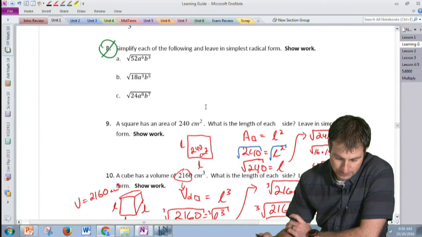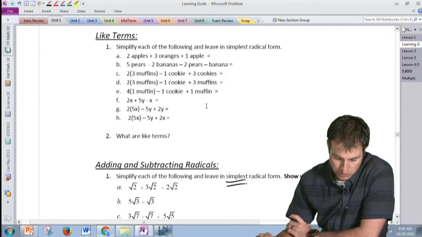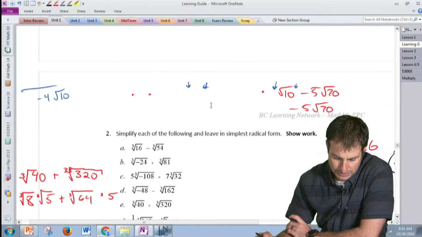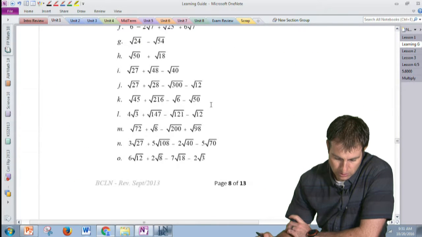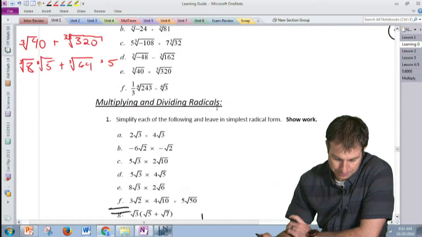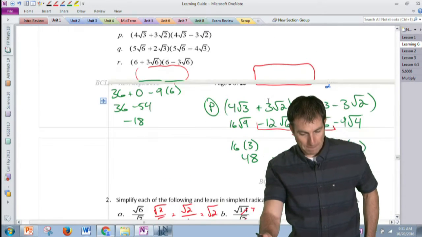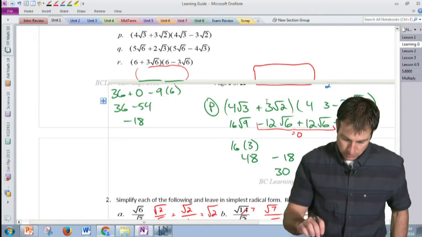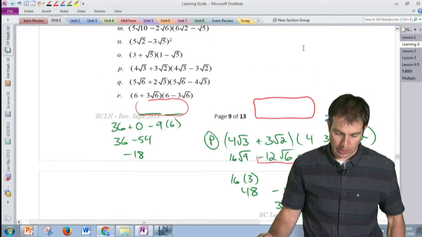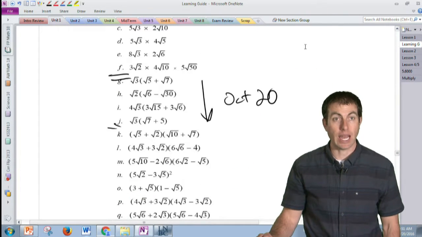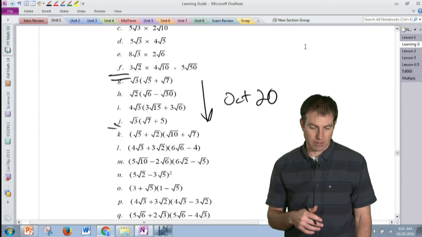Six, 7, we did some word problems. And then last day, we did some adding, subtracting, and then multiplying, dividing radicals on page... what does this say? Page 9 is kind of where I left, and I said, okay, we can do up to letter F, but you don't know how to do anything after F.